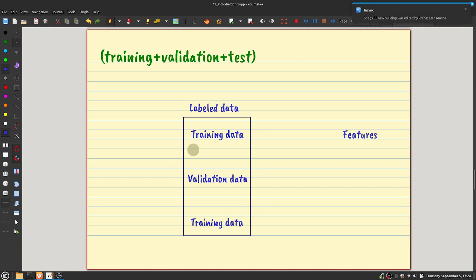That's hard to say. Fundamentally, how do you say whether a particular learning algorithm does well? You take your labeled data and you split it into typically two or three parts: the training data, what is called the validation data, and the test data.